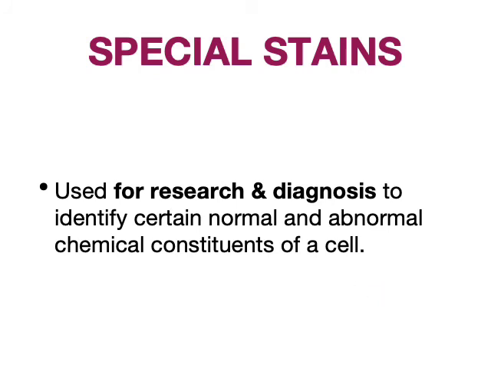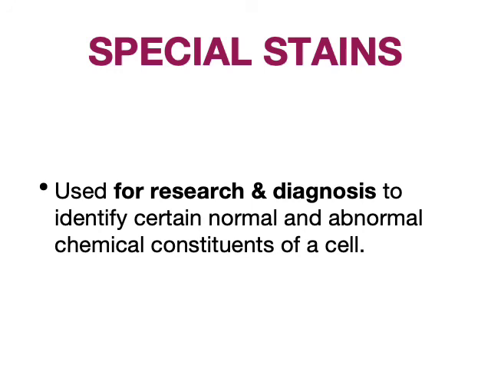Some special stains are used for research and diagnosis to identify certain normal and abnormal constituents of the cell. Not all the components are visible clearly with hematoxylin and eosin staining. So far you have seen the routine hematoxylin and eosin staining, which is used in the routine procedure in the laboratory. But some tissue components need special stains to study, for diagnosis and research.